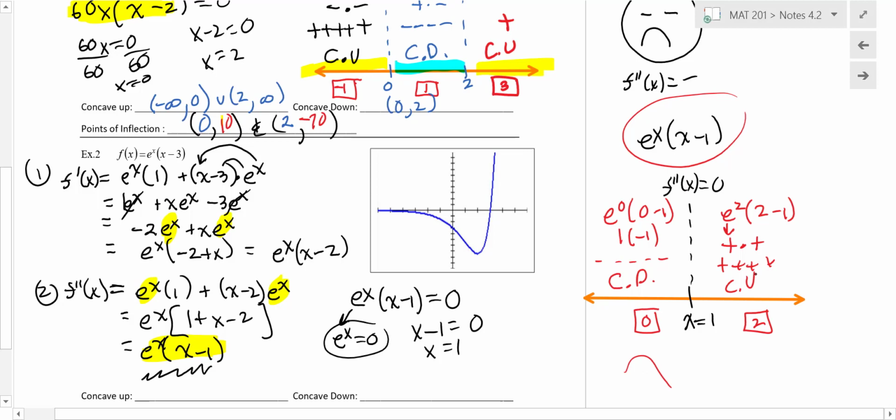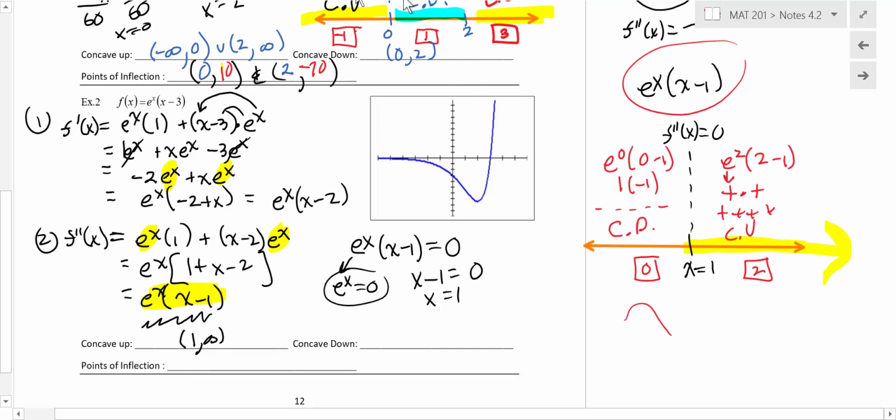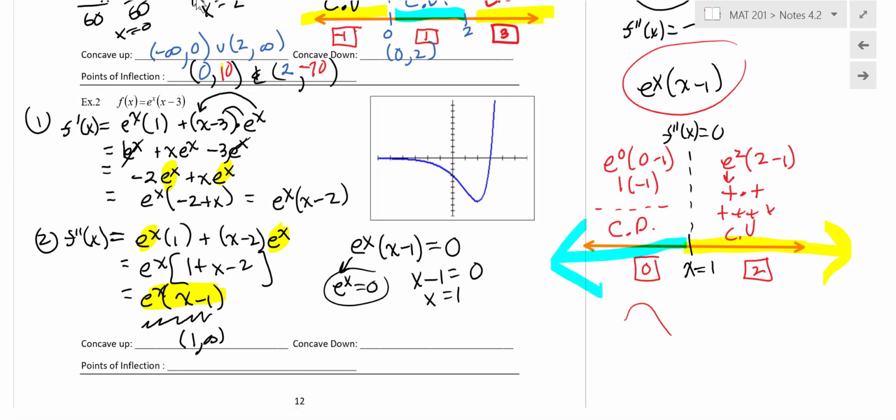Okay, so that's how that works out. All right, so what we would do then is go ahead and write our intervals. So concave up would be 1 to infinity. Again, what we do on that is use a parenthesis, and we say 1 to infinity like that. And then concave down would be negative infinity to 1 like that. Okay, where is the inflection point located?